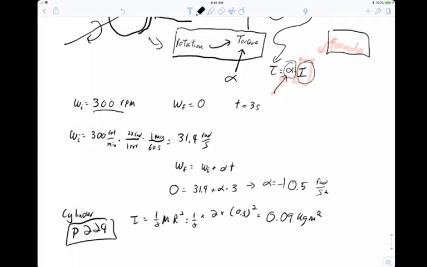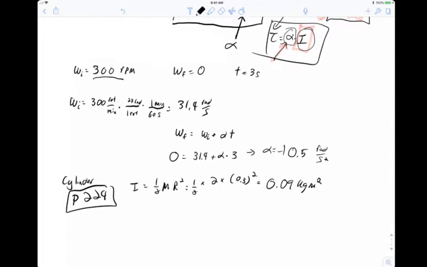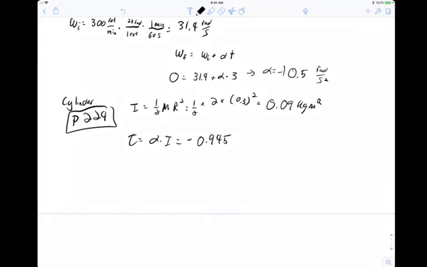Okay, now I can find the torque. Torque is equal to alpha times I. Minus 10.5 times 0.09, minus 0.945. All right, now let's talk about it. Seen from above, the idea here is that we're applying a torque in this direction. How are we doing it? We're pushing this in and generating a force that pushes in that direction.